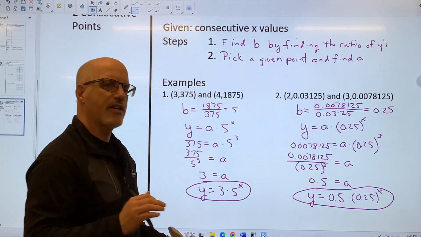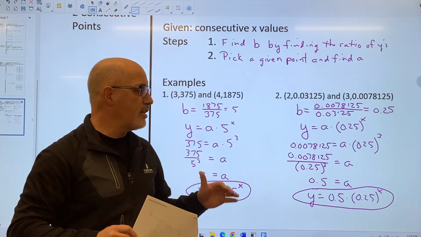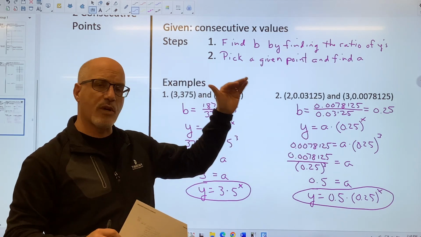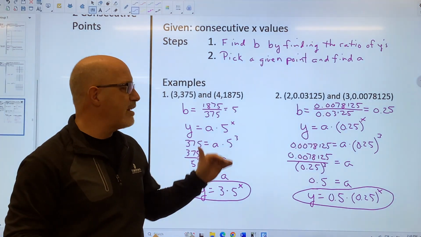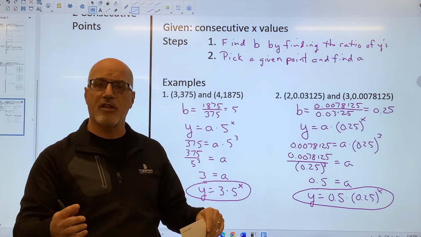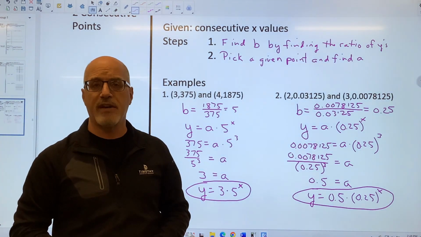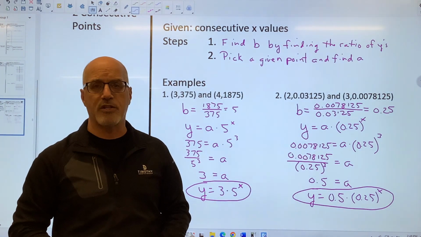So to find the equation of an exponential given two consecutive values, what you need to do is find the base first by doing a ratio of the second y value over the first, and then you find the initial value by picking one of your ordered pairs, putting it in along with that base that we found, and we'll find the initial value, and then we'll get our exponential function.